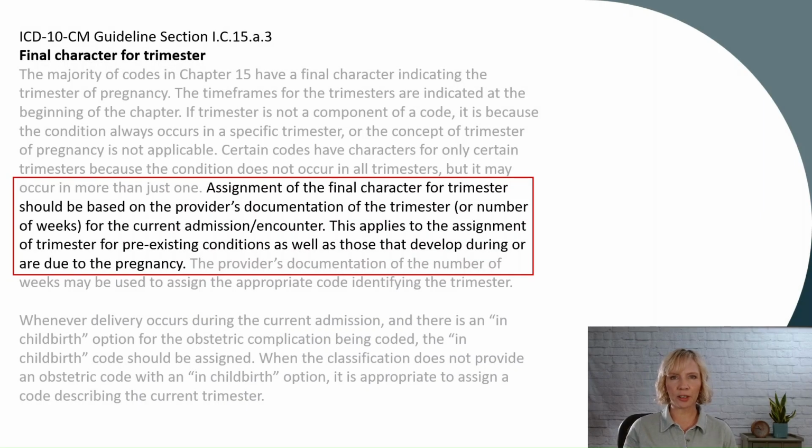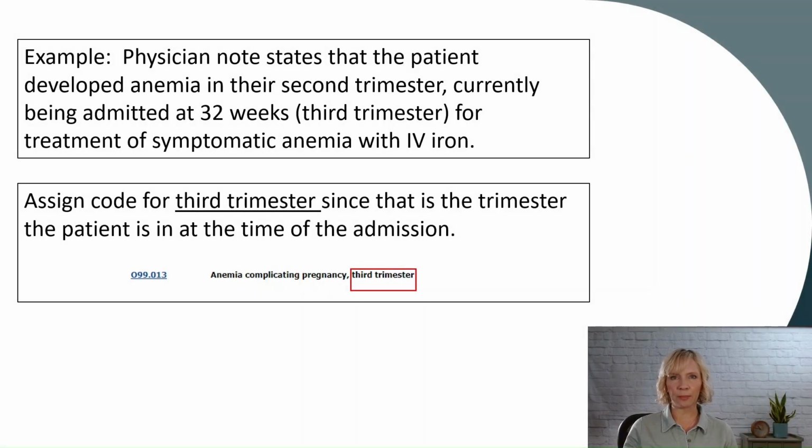The final trimester character should be determined based on the provider's documentation of the trimester or number of weeks at the time of admission rather than the trimester when the condition developed. This guideline applies to both conditions that the patient had prior to pregnancy and conditions that arise during or are caused by the pregnancy. For example, if a patient develops anemia during their second trimester of pregnancy and is later admitted for symptomatic anemia in their third trimester, the appropriate trimester assigned for the anemia complicating pregnancy code would be the third trimester, reflecting the trimester the patient is in at the time of admission.